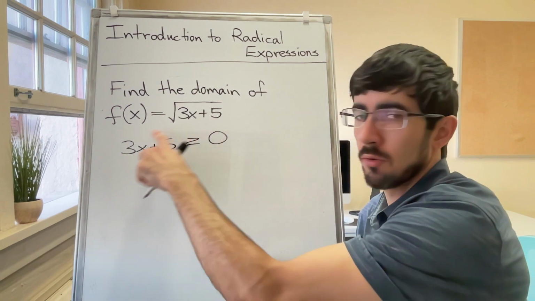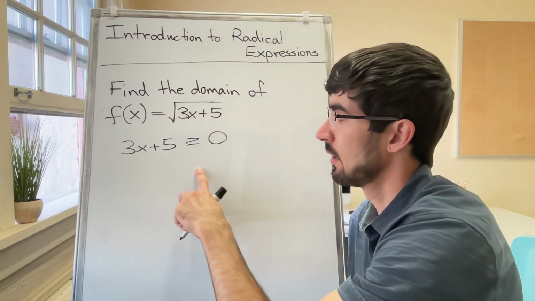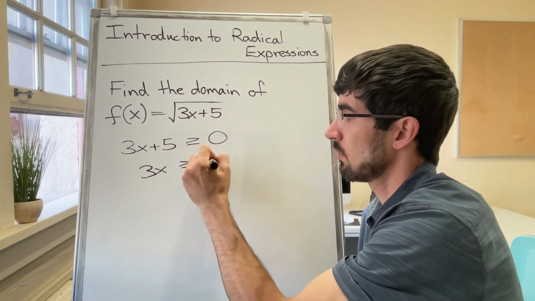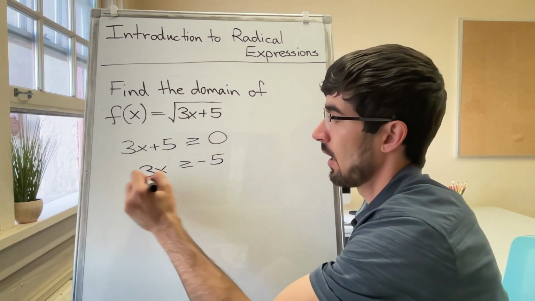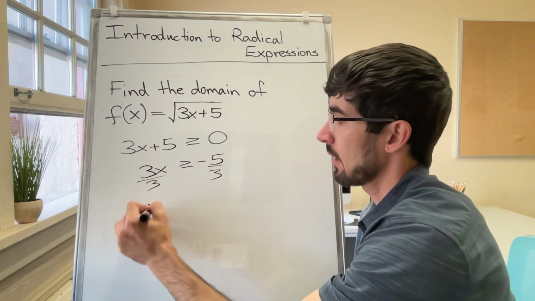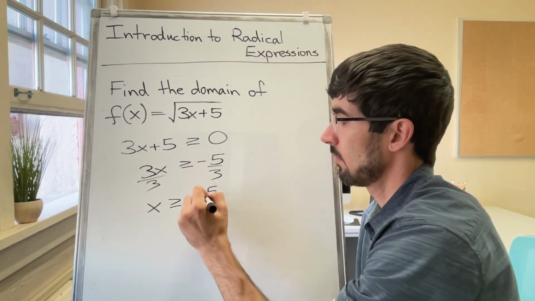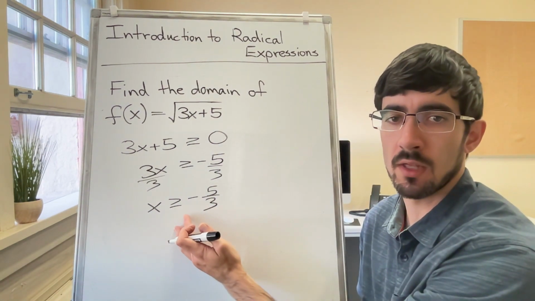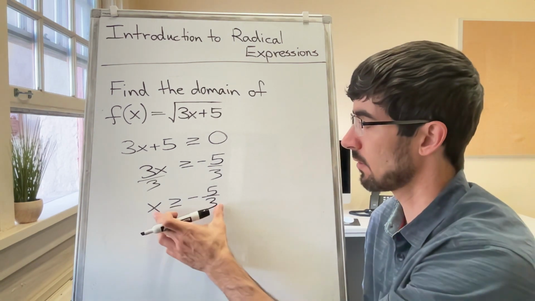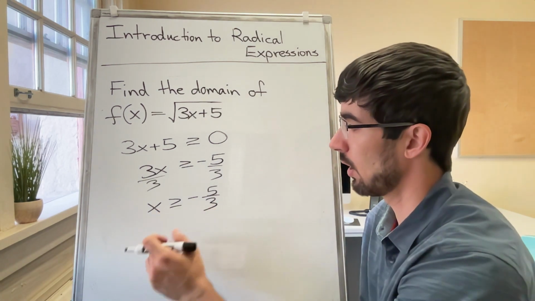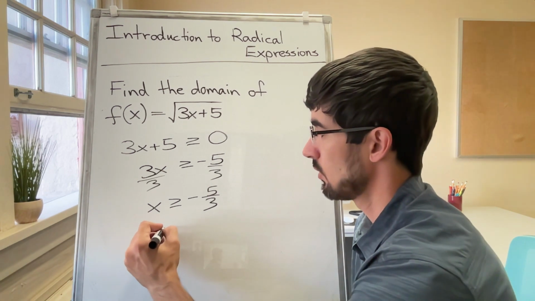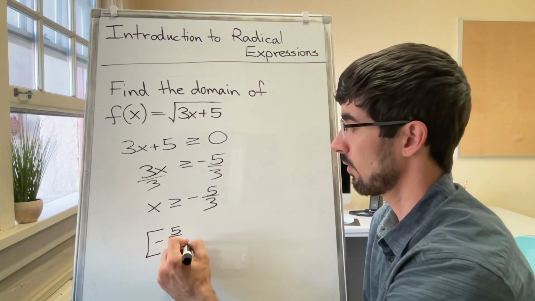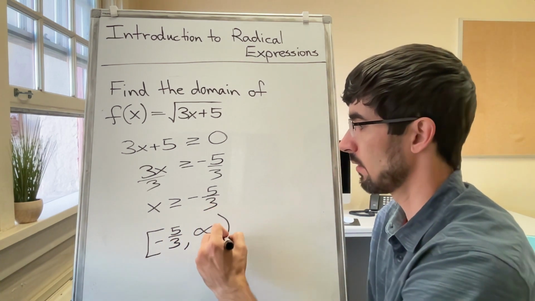I've just set up an inequality here that I can solve for x. So 3x plus 5 is greater than or equal to 0, which means 3x is greater than or equal to negative 5. Let's divide by 3. That means x is greater than or equal to negative 5/3. So there we have it. That's our domain. It's any value that's greater than or equal to negative 5/3. Here it is as an inequality. I could write it in interval notation as well, writing it like this. The domain goes from negative 5/3 to positive infinity.